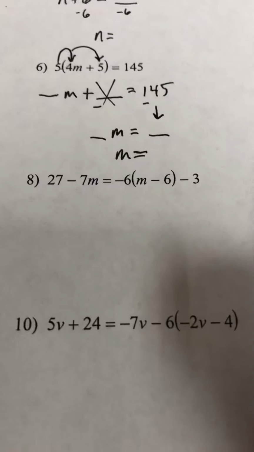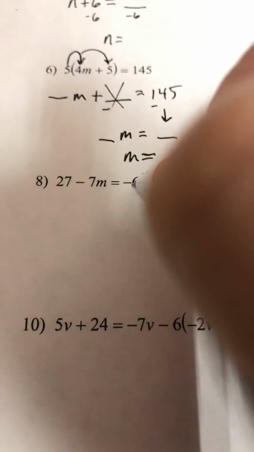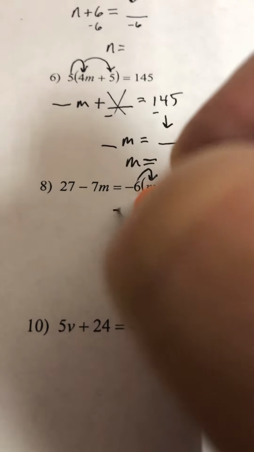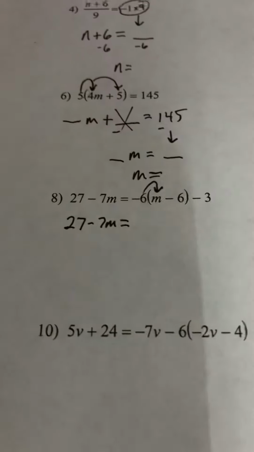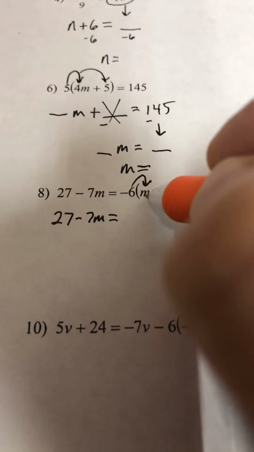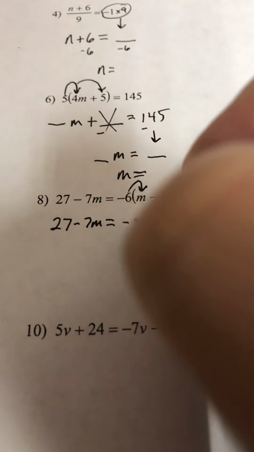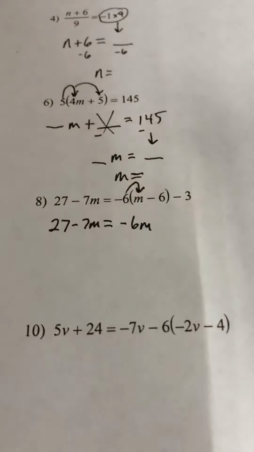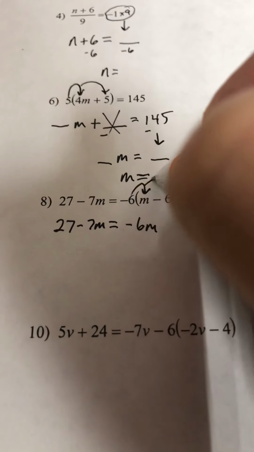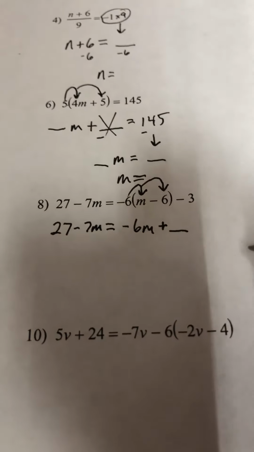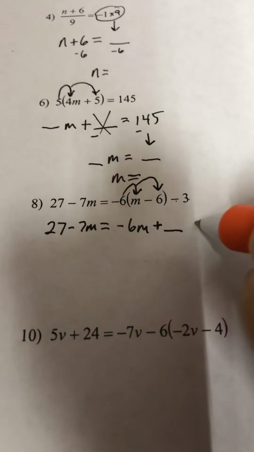Number 8, I'm going to take negative 6 times m. Let me bring this stuff down because I'm not doing anything with it right now. Negative 6 times m is just going to end up looking like negative 6m. And then negative 6 times another negative 6, that's going to give you positive something. And then you have this minus 3 back here.